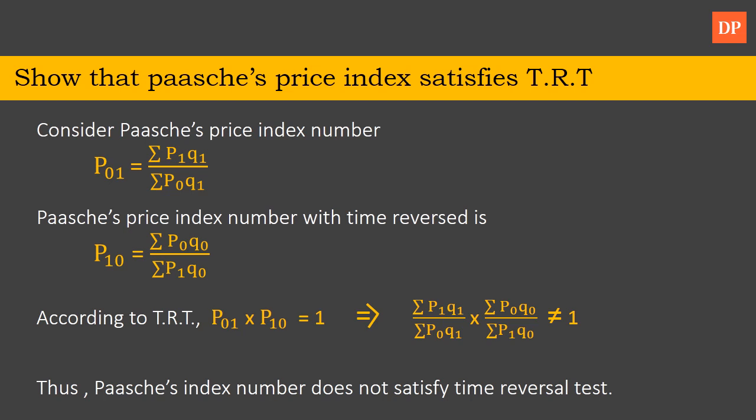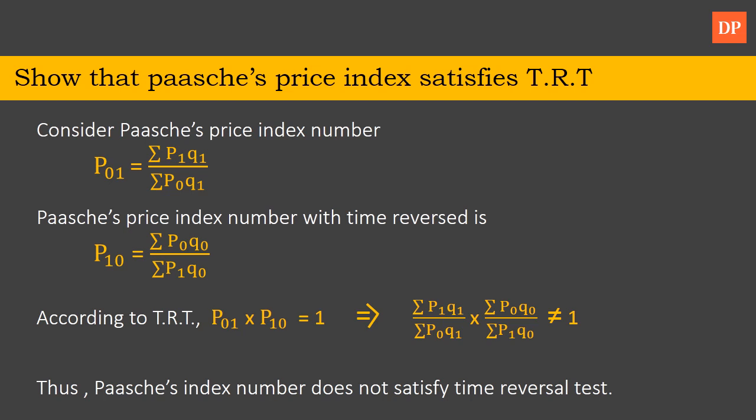Now the current year quantities are Q0. You can notice that in both the numerator and denominator we have gone with Q0. According to the time reversal test, P01 into P10 should yield the value 1.